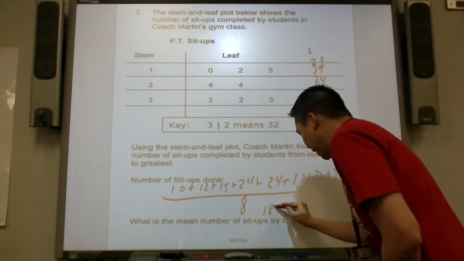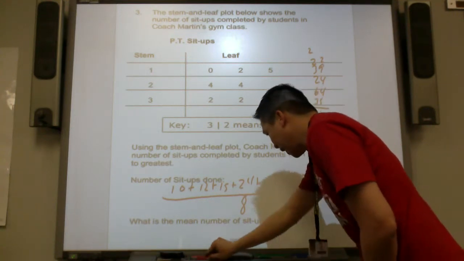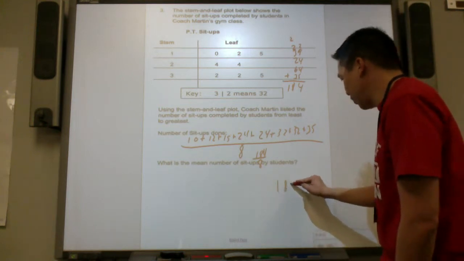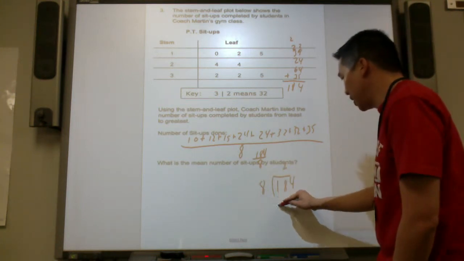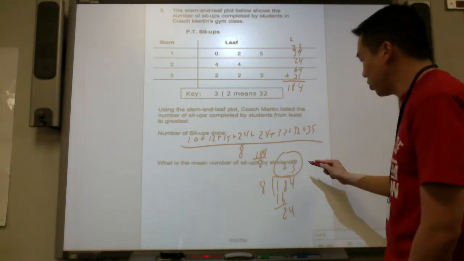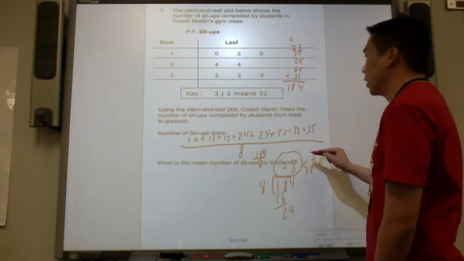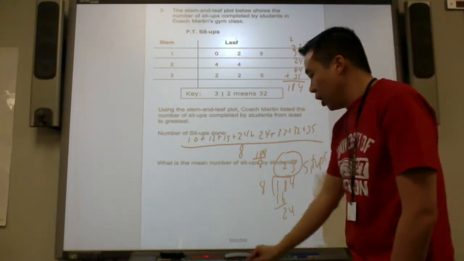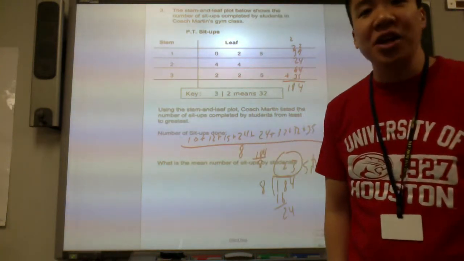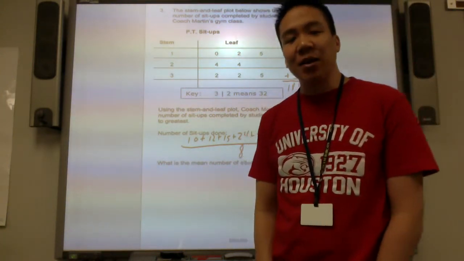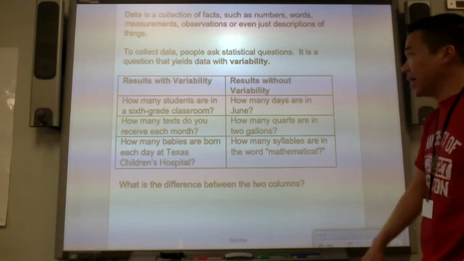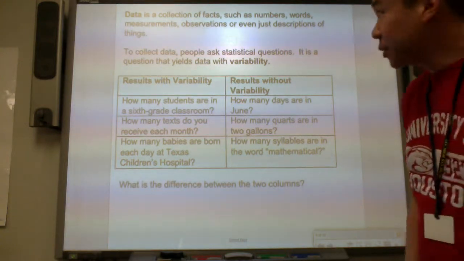So it's 184 divided by 8 students. 184 divided by 8 goes in 2 times, goes in 3 times. So the average student does 23 sit-ups. Sit-ups. So again, what is average or mean is where you take all the numbers and add them up and you divide by how many numbers there are. Our last part we're going to talk about is variability and without variability.